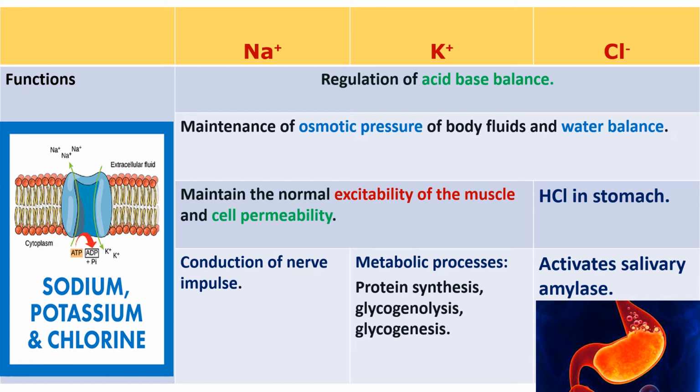The chloride is important for the formation of HCl in the stomach and the activation of salivary amylase. The potassium is important for many metabolic processes such as protein synthesis and metabolic processes of glycogen, both breakdown and formation.